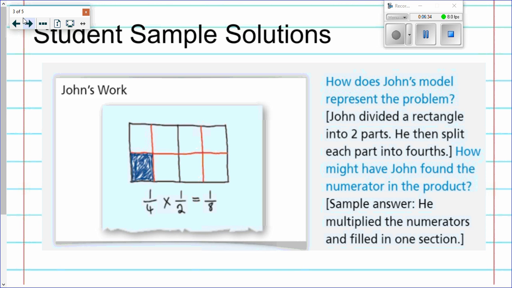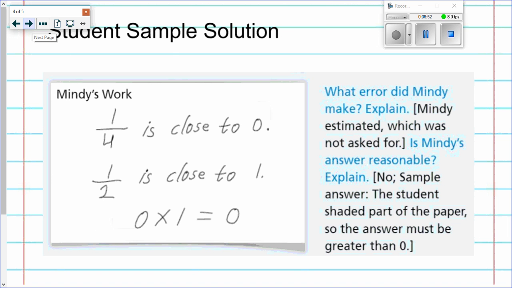John's work is very similar to the work that I did. He divided the rectangle into 2 equal parts to show the half, and then he split each part into fourths, and you'll see that he has 1/8 of the whole sheet of paper colored in, and he did the standard algorithm for solving that problem as well. Mindy's work had an error because she estimated instead of drawing an area model to solve, and she didn't check that work by using the standard algorithm.